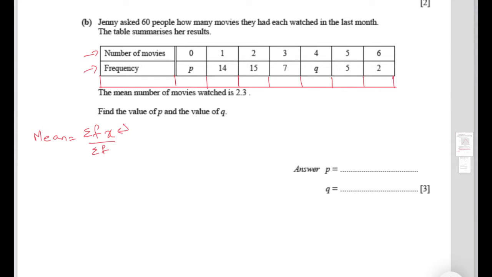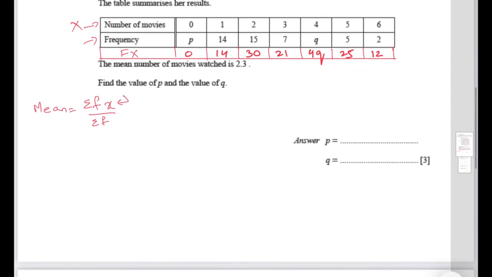So let's write fx over here because x represents the number of movies. So 0 times p gives you 0, 1 times 14 gives you 14, 2 times 15 gives you 30, 3 times 7 gives you 21, 4 times q gives you 4q, 5 times 5 gives you 25, and 6 times 2 gives you 12. Okay, now let's add all of them up.